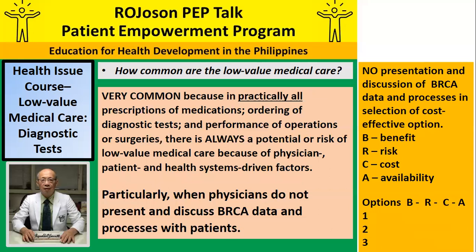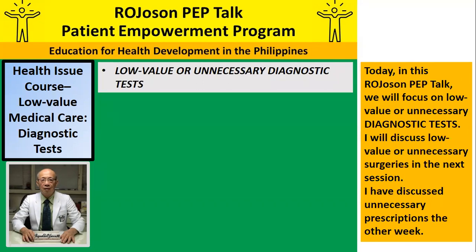So again, it's very common because in practically all prescriptions, all ordering of diagnostic tests and performance of operations, there's always a potential risk for low-value medical care because of the three factors that I mentioned: physician, health systems, and patient factors. This is particularly so when most physicians do not have the habit of presenting and discussing the data and processes with the patients in terms of benefit, risk, cost analysis, and availability of the different options. So let's now focus on low-value diagnostic tests for today. As I said, I will discuss low-value or unnecessary surgery next session, and I discussed unnecessary prescription last week.